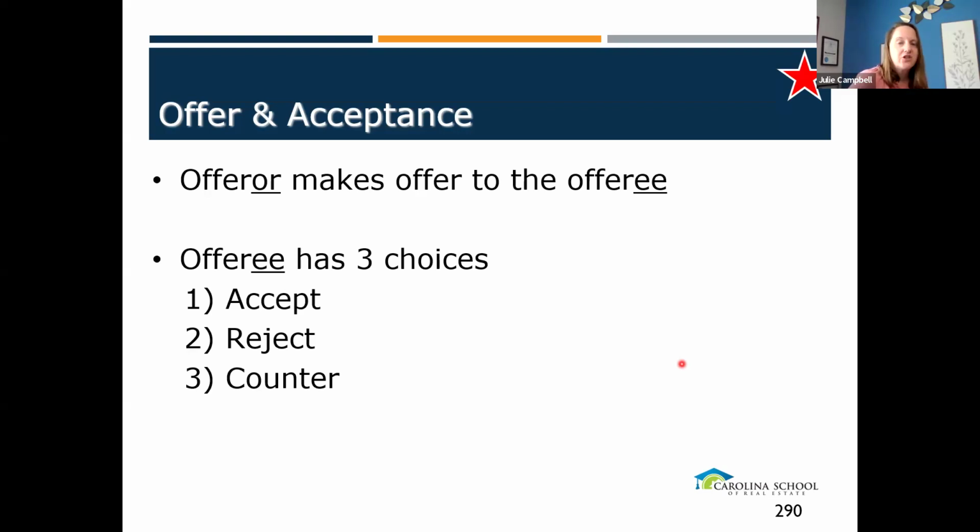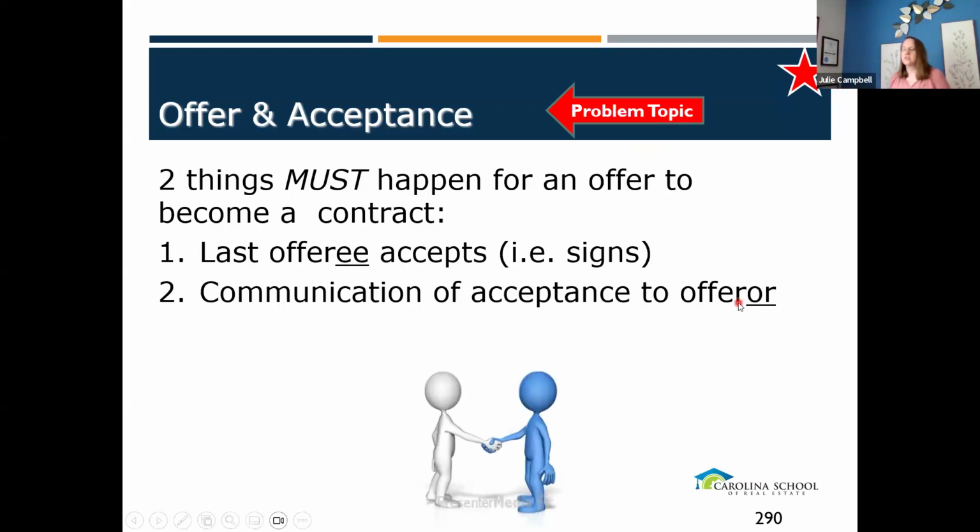So there's this magic moment in time when it goes from being an offer to a contract. And that magic moment in time requires 2 steps. In order for the offer to become the contract, we have to have the last offeree accepts.